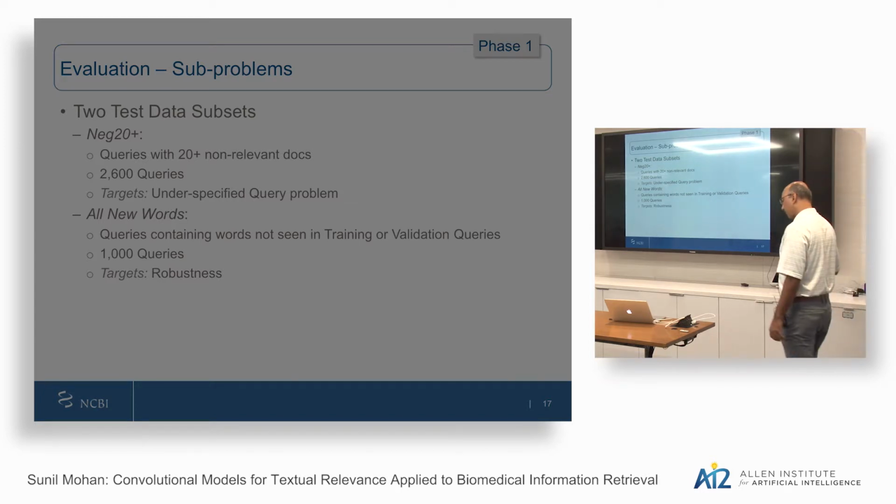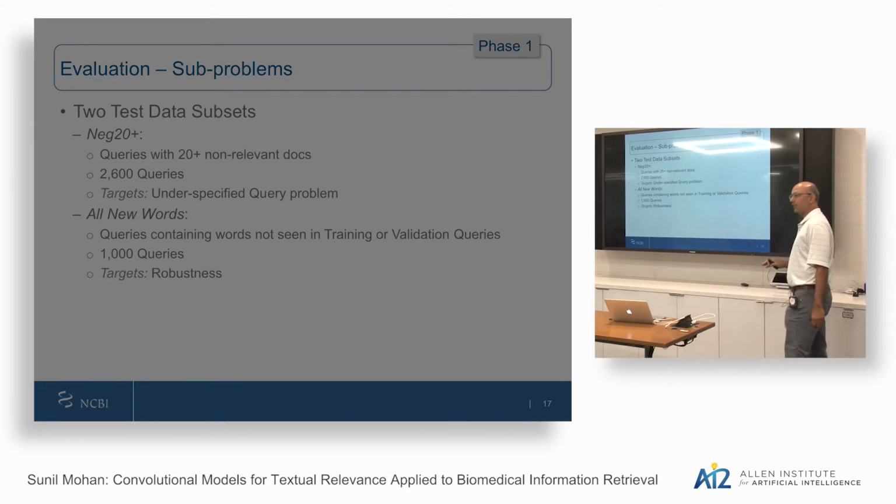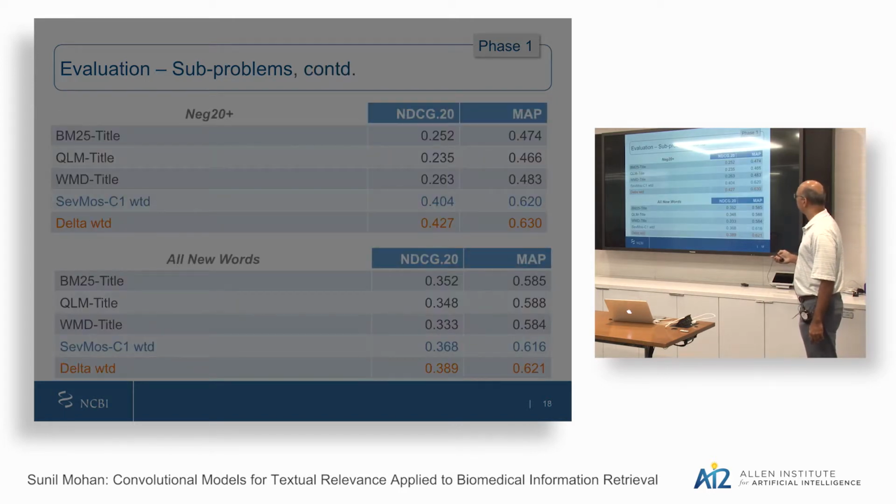So now to drill down into the sub-problems that I mentioned earlier. So I isolated some subsets of the test data. So neg20 plus is a data set which has at least 20 negative or non-relevant documents. Why 20? Because the page size is 20. And the all new word subset consists of queries that contain words not seen during training or validation. And these are the metrics on those two subsets.